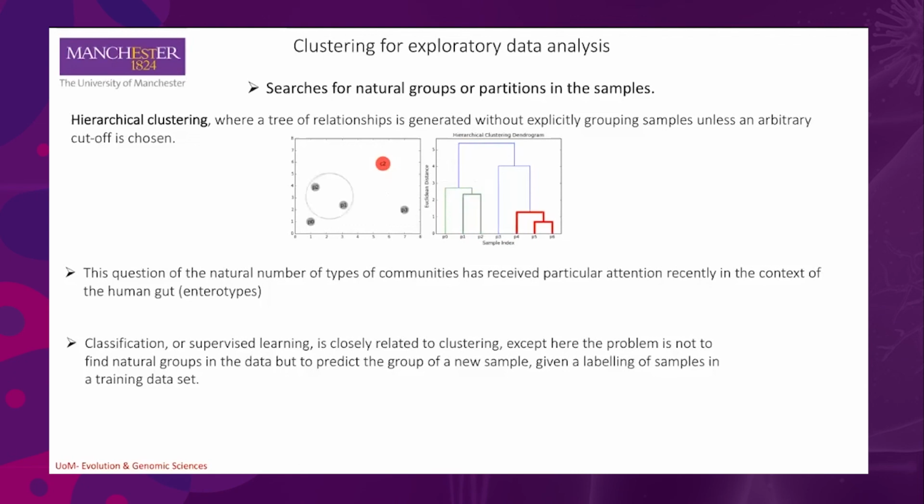Is to predict the group of a new sample given a labeling of samples in a training data set. So we have a training data set, and based on that, we try to assign a new sample into one group. So these are three groups of analytical tools that someone can use in microbiome studies. And actually, we use all three of them in Cure.